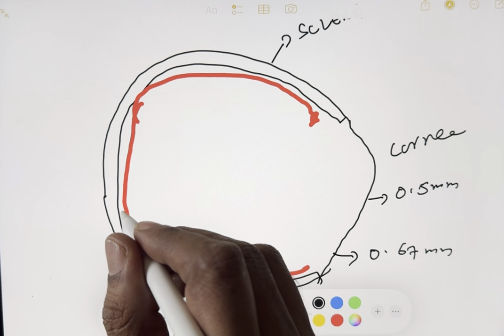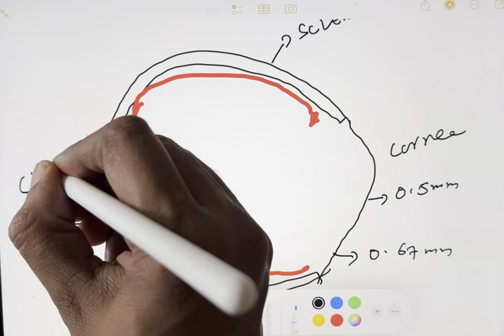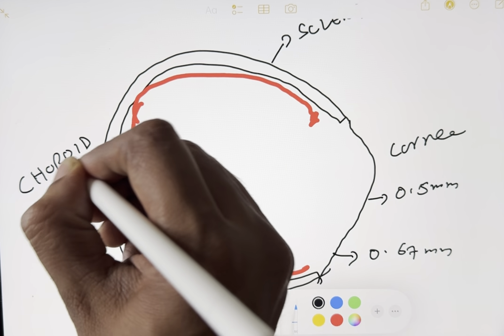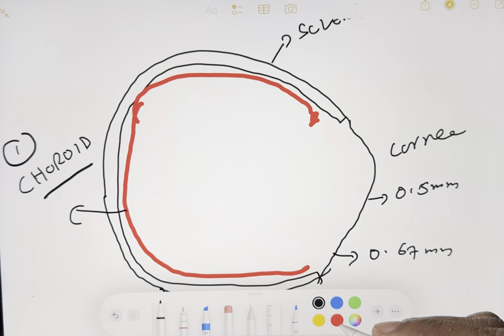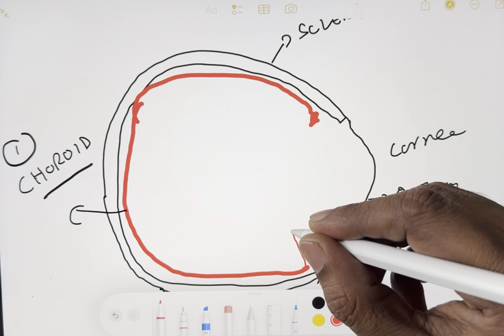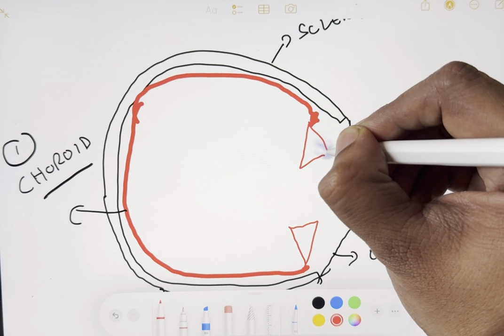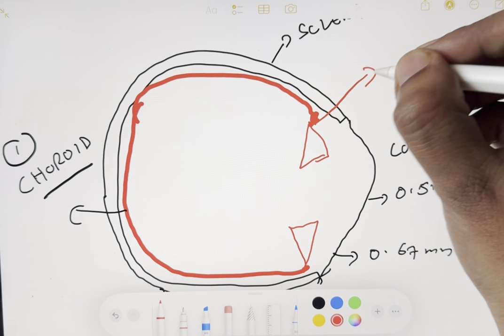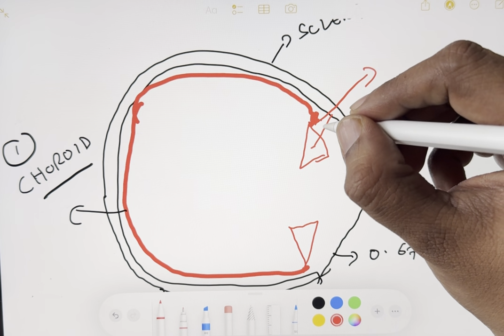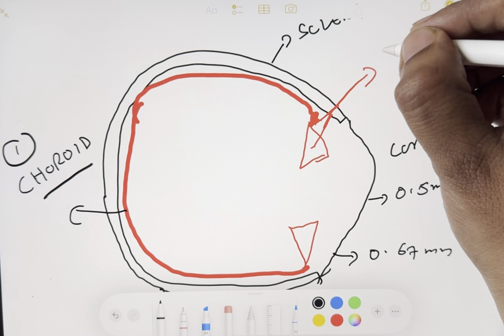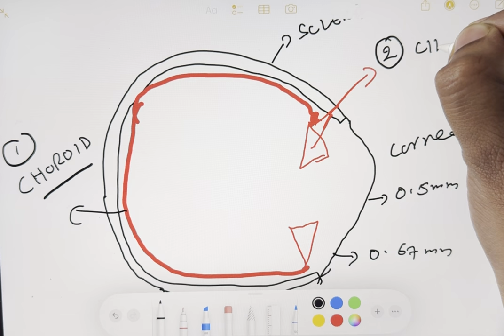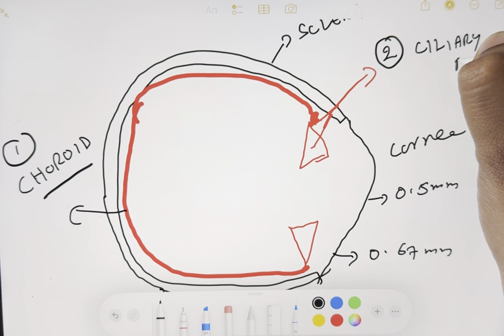Let me write here choroid, that is the first part. Then anterior to the choroid, there is a triangular structure. This triangular structure is known as ciliary body. Second part is ciliary body.